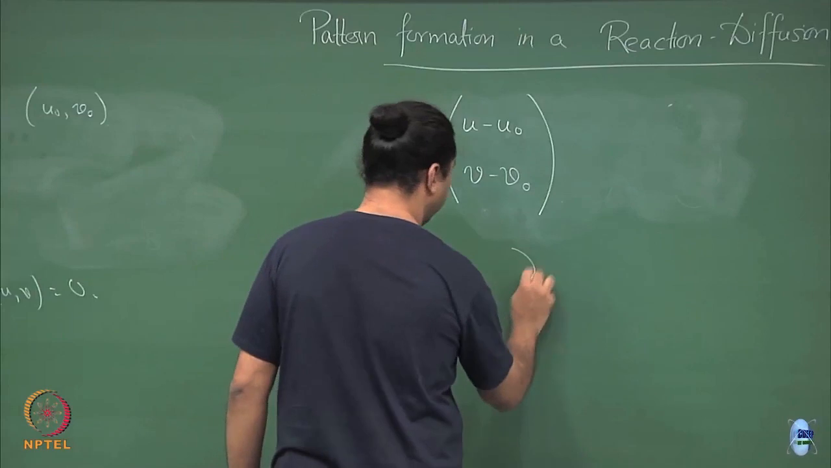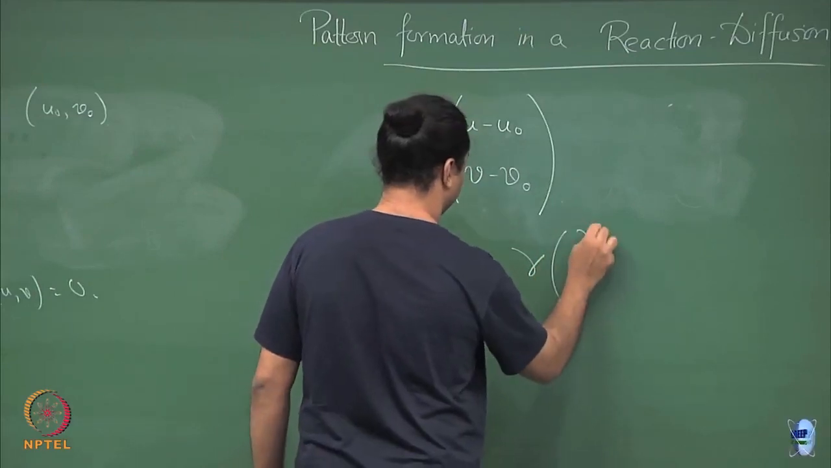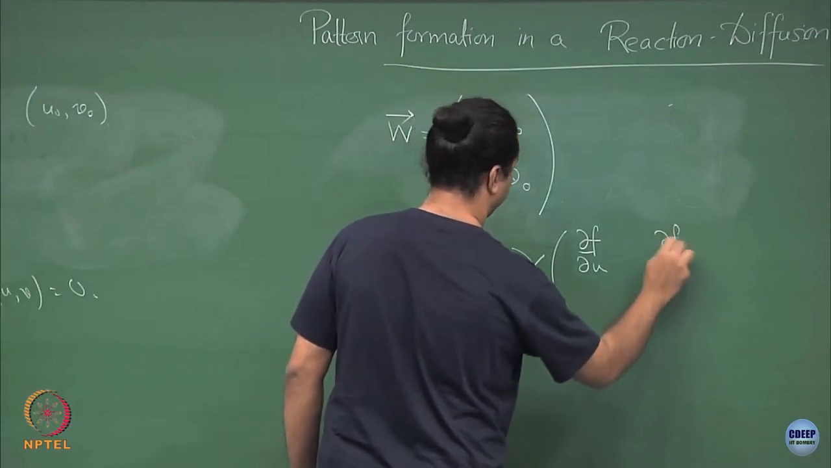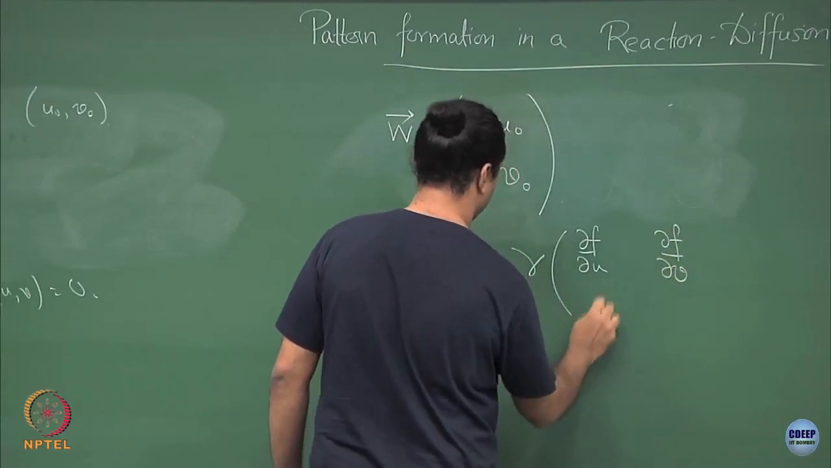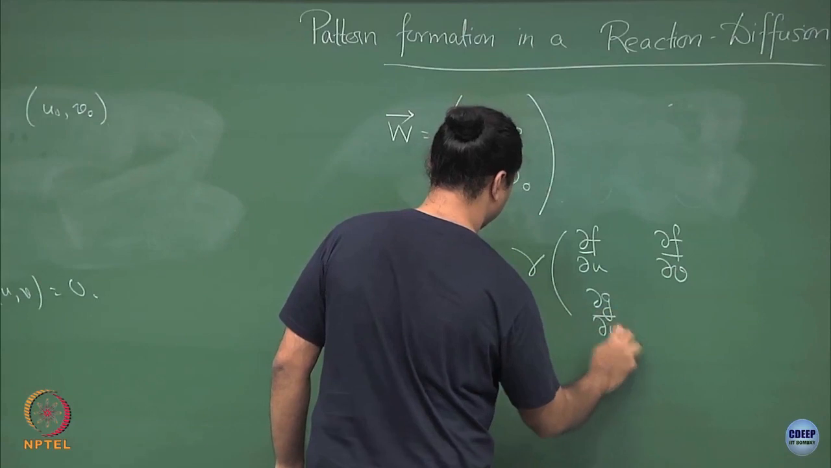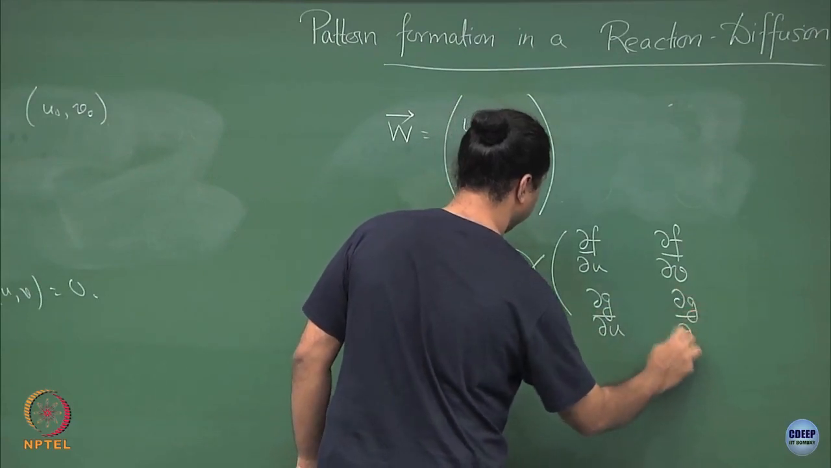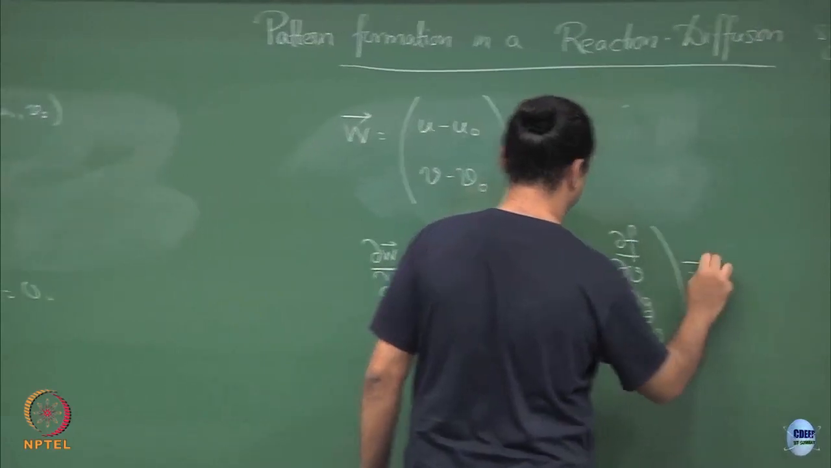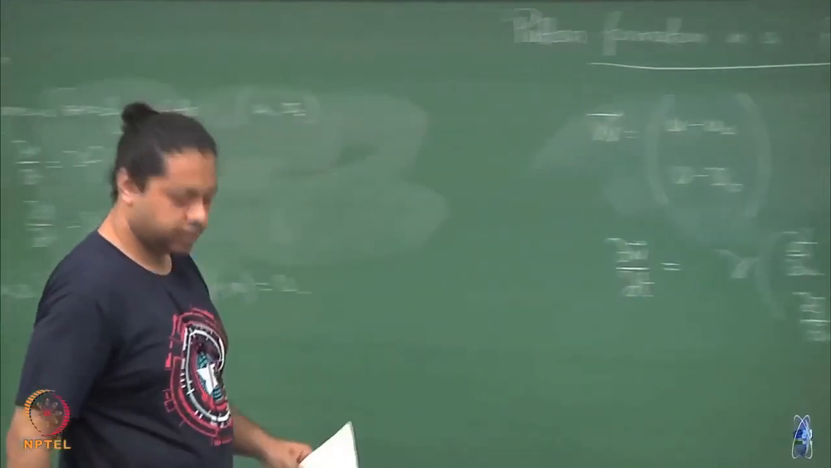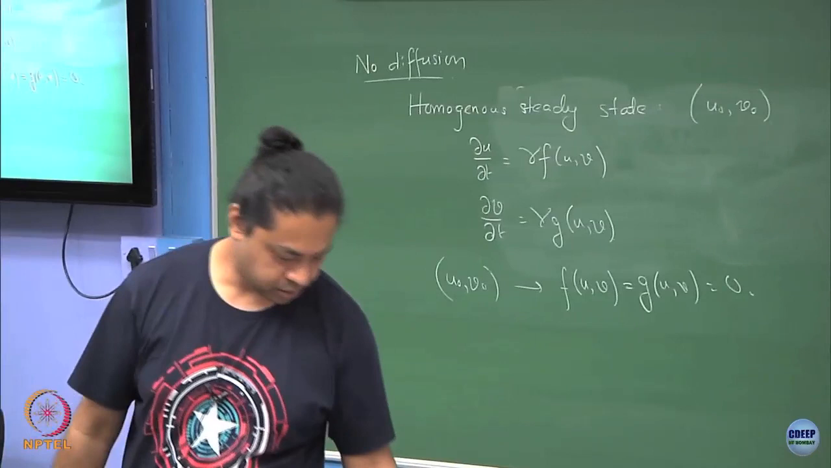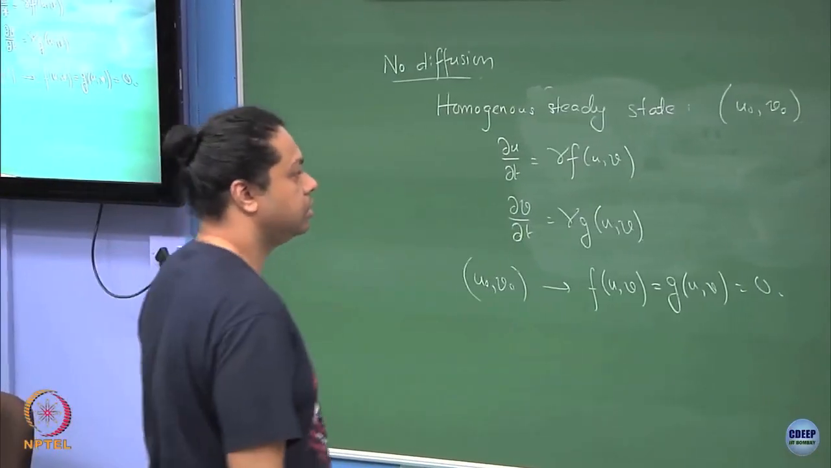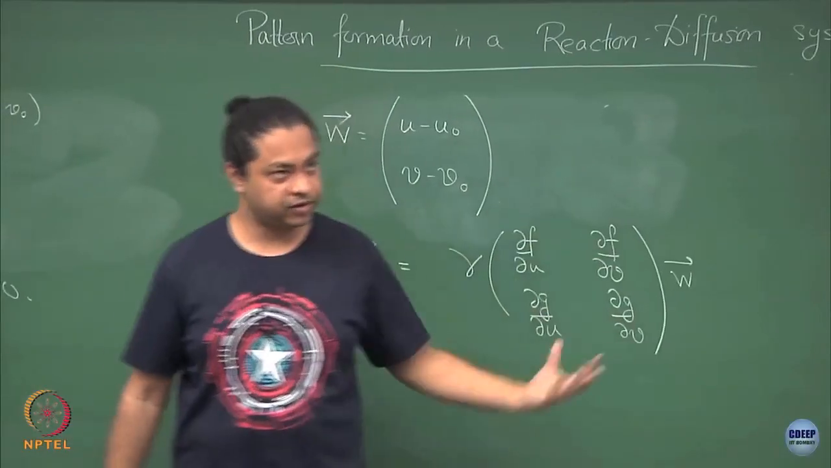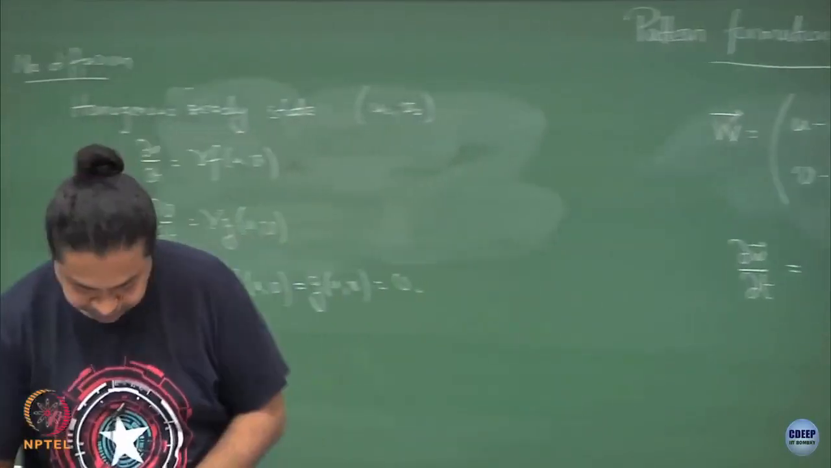I will get gamma times the matrix del F del U, del F del V, del G del U, del G del V, times this W itself. Because I am doing a linear stability analysis, I do not keep the higher order terms, I just keep the first order terms.